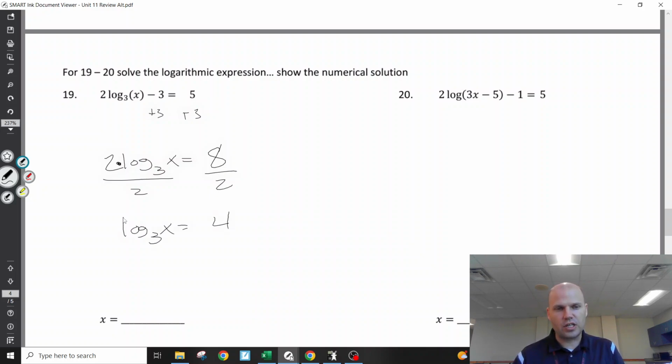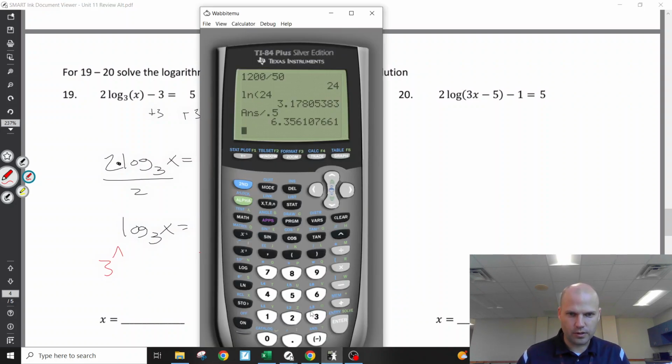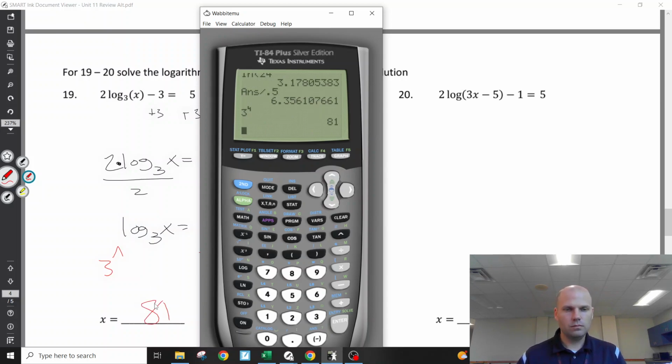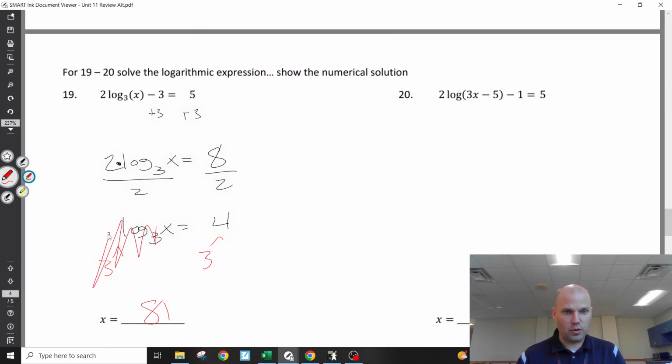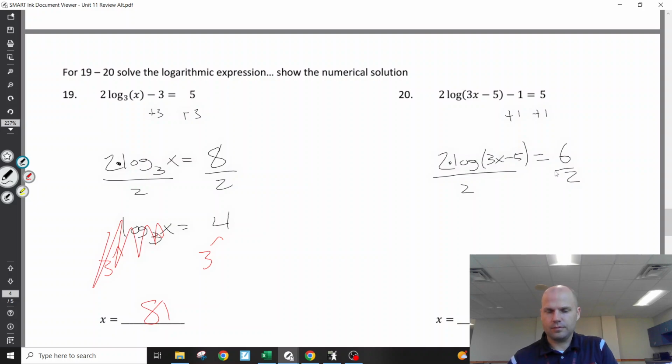You could do this a different way. You have a log. You want to get rid of the log, you use an exponent. Gosh, how many times is 3 to the 4th going to show up? Goodness gracious. This goes away. X equals 3 to the 4th. Add 1. Understand that this is 2 times. Divide by 2.